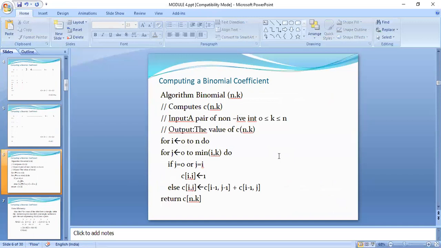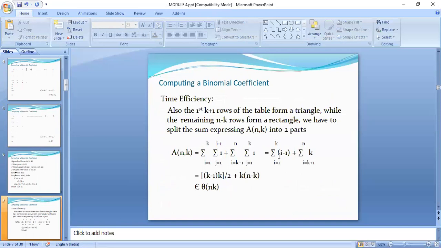So in binomial coefficient, this is the algorithm given, and we need to find out the time complexity. Always remember that since it's a recurrence equation, it will solve all the values and find the solution for it. So when you say time efficiency, for the first k plus 1 rows of the table, it will form a triangle, while the remaining n minus k rows will be in the form of a rectangle.